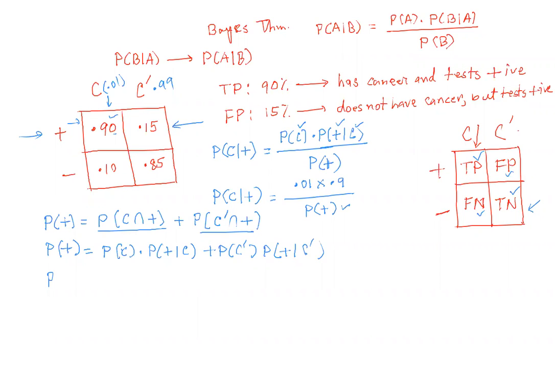So probability of testing positive is going to be probability of cancer 0.01 times probability of testing positive when you have cancer, which is 0.9, plus probability of no cancer, 0.99, times the probability of testing positive when you have no cancer, which is 0.15.